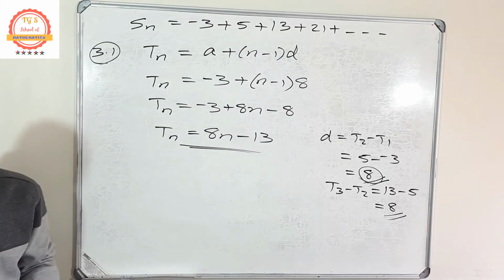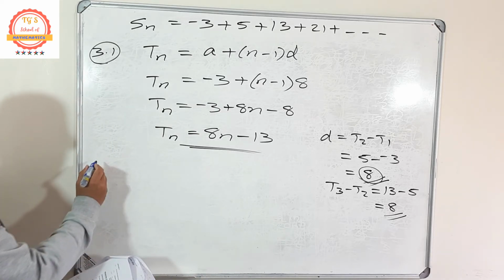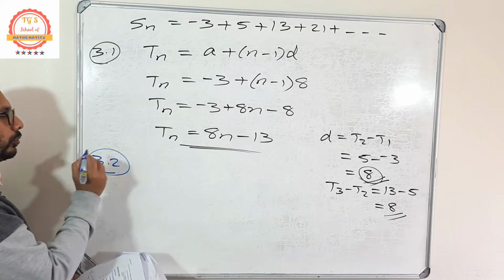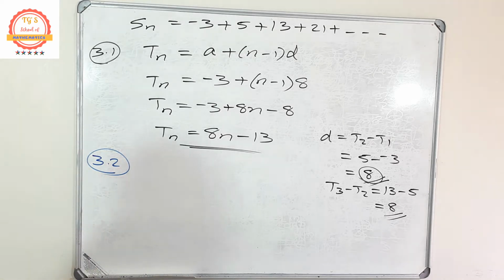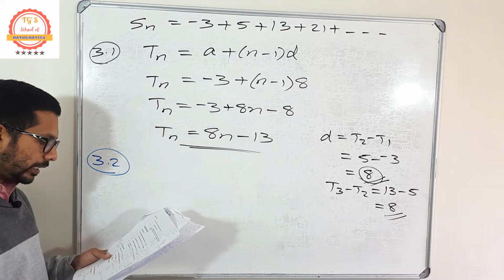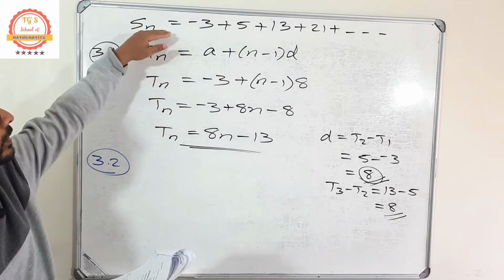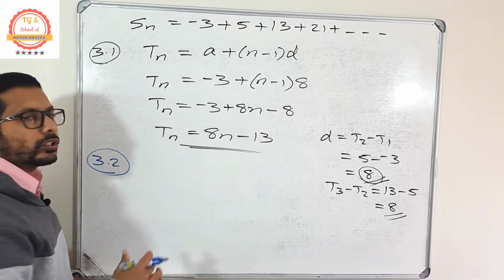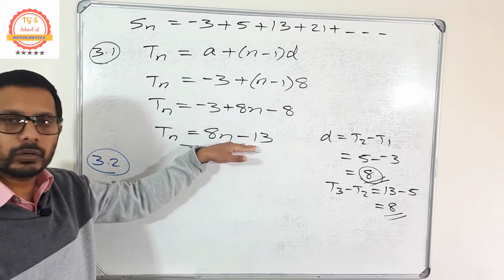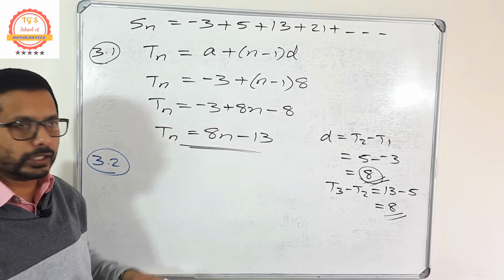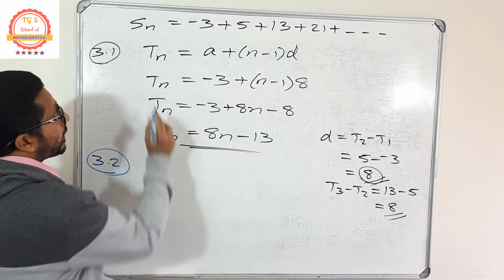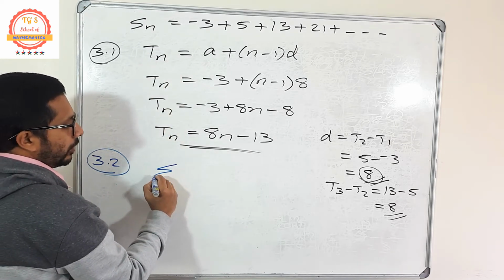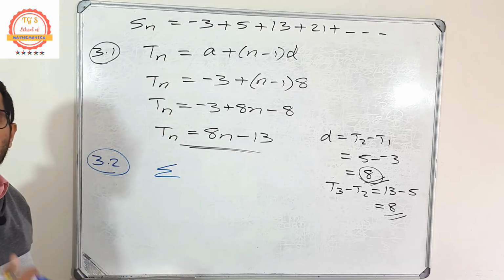Question number 3.2. So what is that question? Write Sn in sigma notation. You have to write this Sn in sigma notation. So how can you write? Once you get the nth term or general term, it is very easy. In sigma notation, Sn means the sum of the first n terms.